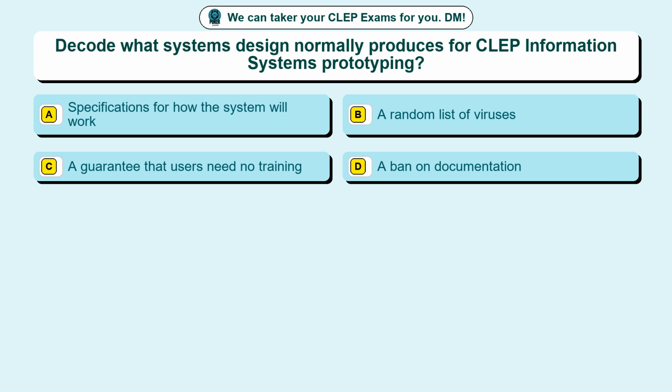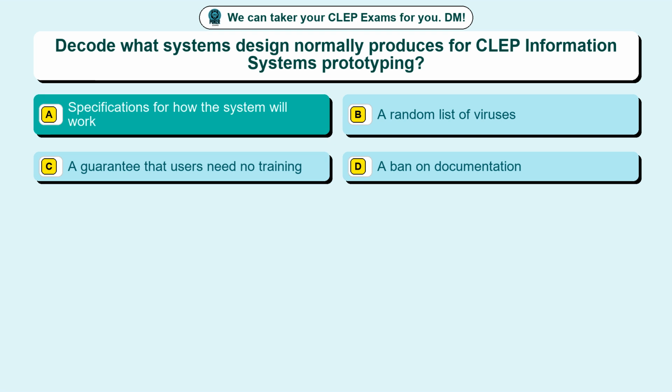Question 67. Decode what systems design normally produces for CLEP Information Systems prototyping. Option A. Specifications for how the system will work. Option B. A random list of viruses. Option C. A guarantee that users need no training. Option D. A ban on documentation.